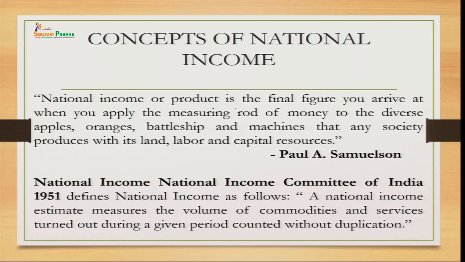If you look at the definition first given by Samuelson, he defines that national income or product is the final figure you arrive at when you apply the measuring rod of money to the diverse apples, oranges, battleships and machines that any society produces with land, labor and capital resources. Simply put, national income is the measurement of all the goods and services which are produced in an economy during an accounting year by all the factors of production.